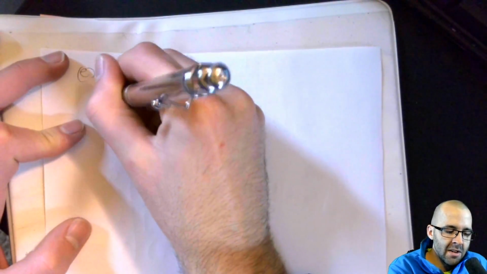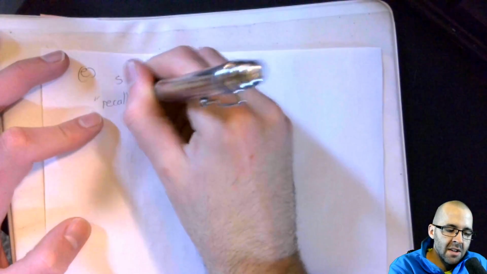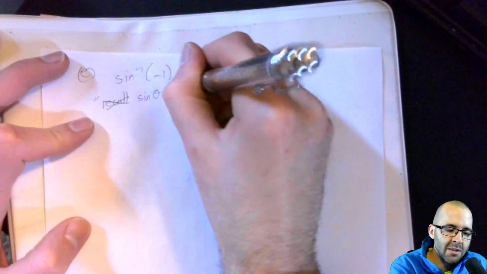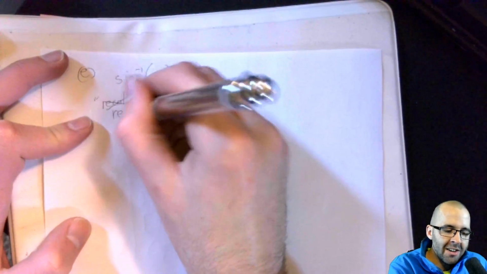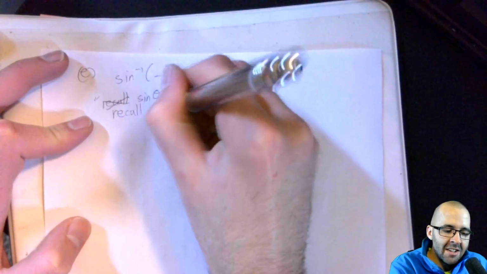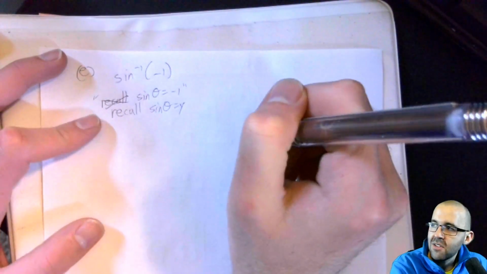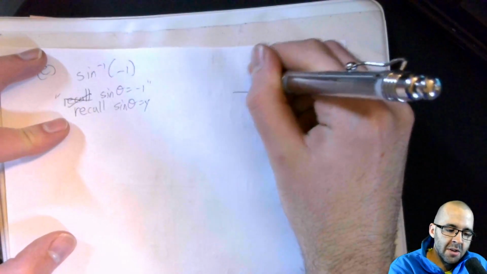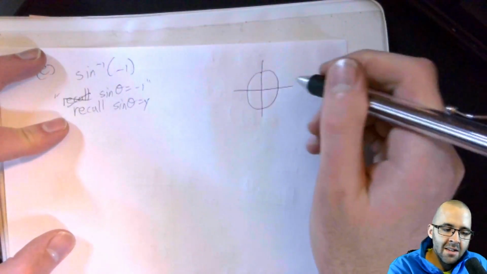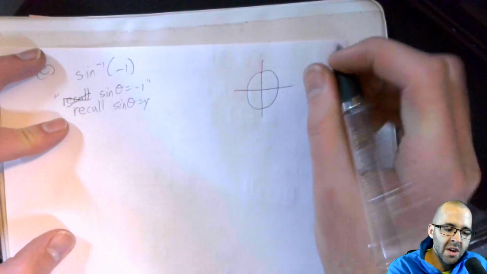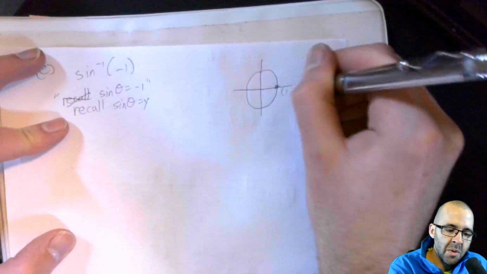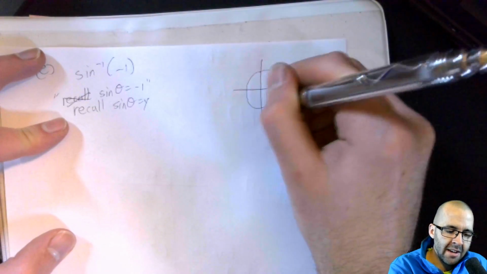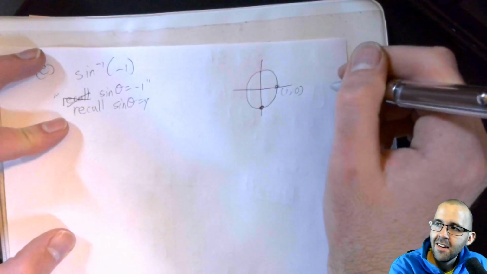Think about this. Sine of what is equal to negative 1? Recall that sine of an angle is equal to the y-coordinate on the unit circle. So we go over here and draw ourselves a little picture. When is the y-coordinate negative 1 on the unit circle? Well, this is the point 1, 0, and that doesn't have a y-coordinate of negative 1. Negative 1 is going to be down here.